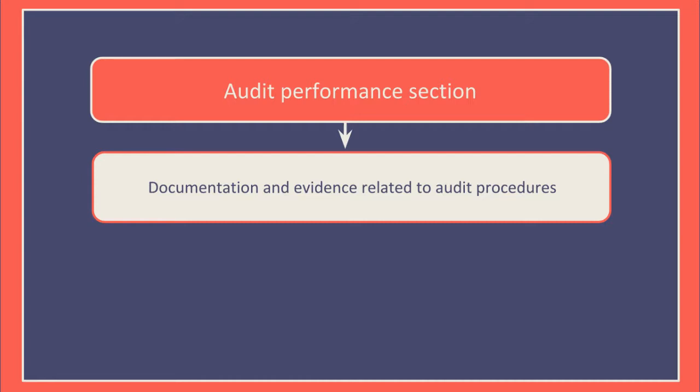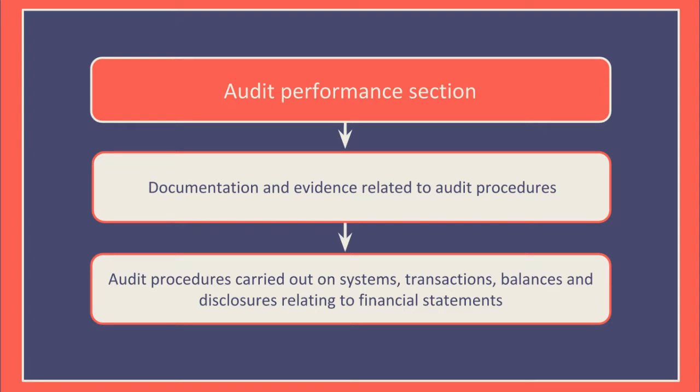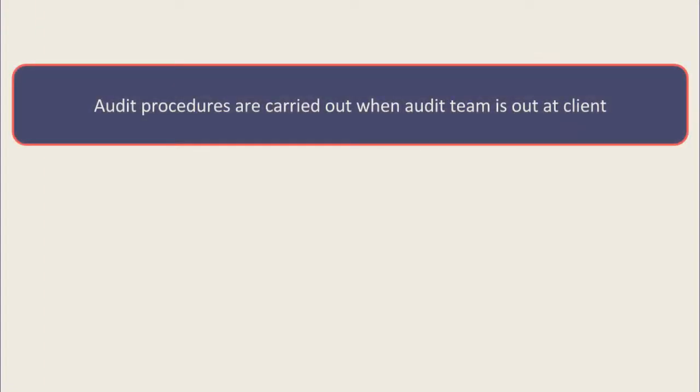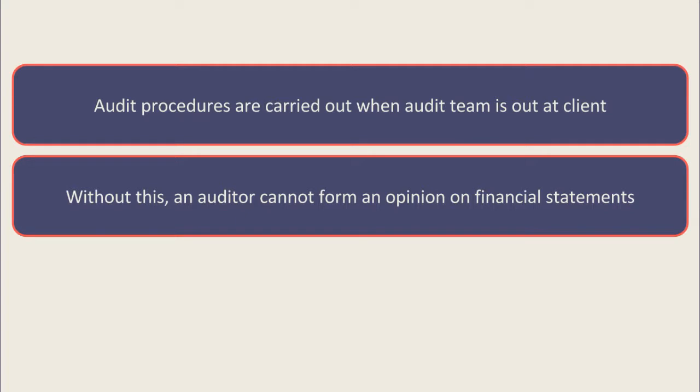The audit performance section will include all documentation and evidence collected that relates to the audit procedures carried out. These are the audit procedures carried out on the systems, transactions, balances, and disclosures relating to the financial statements. The audit procedures are carried out when the audit team is out at the client. The team must ensure that they can prove this work was carried out properly. Without this work and the evidence collected from it, the auditor cannot form an opinion on the financial statements.